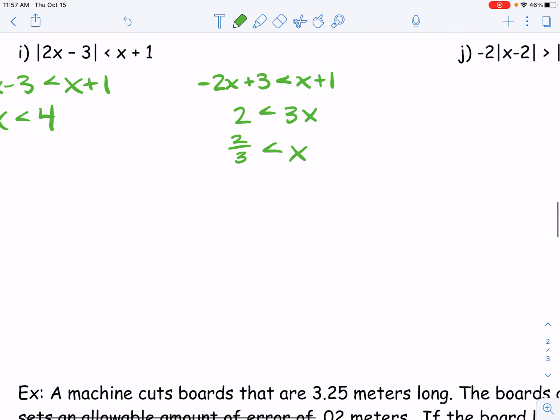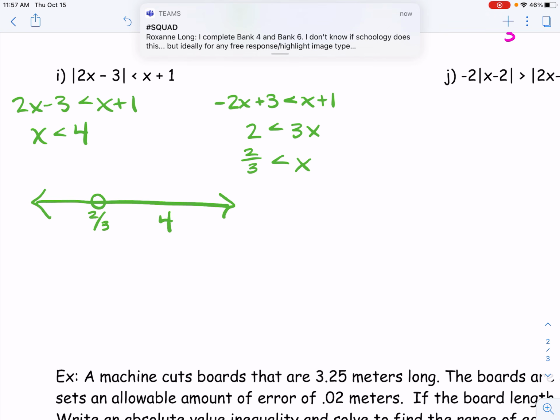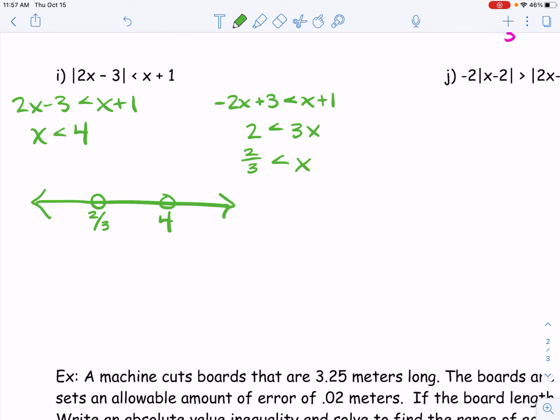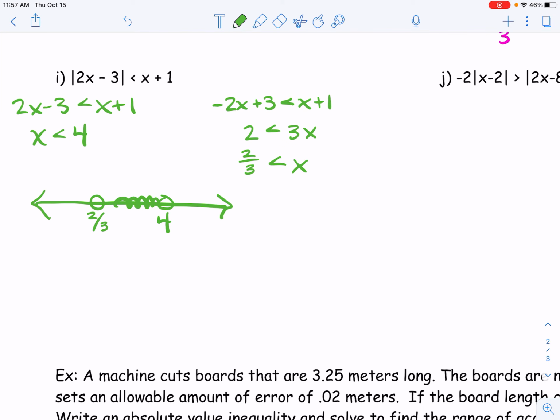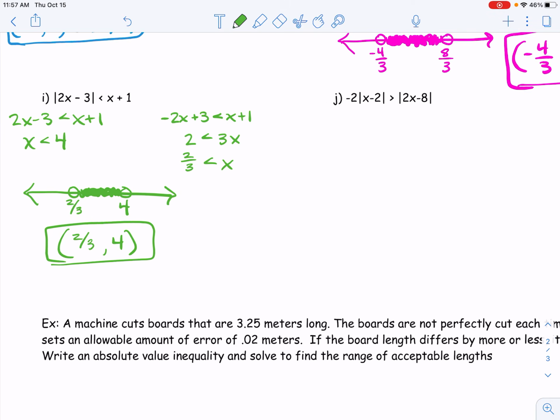All right, and you could solve that obviously multiple ways, but so then I need to graph it on a number line. So I have 2 thirds and I have 4. Both of them are open dots because it's just a less than or a greater than. So then when I go to shade, I want x's less than 4, so I'd be shading to the left, and then I want x's greater than 2 thirds, so I'd be shading to the right. So they are overlapping here in this middle region. So from 2 thirds to 4 is my interval answer.